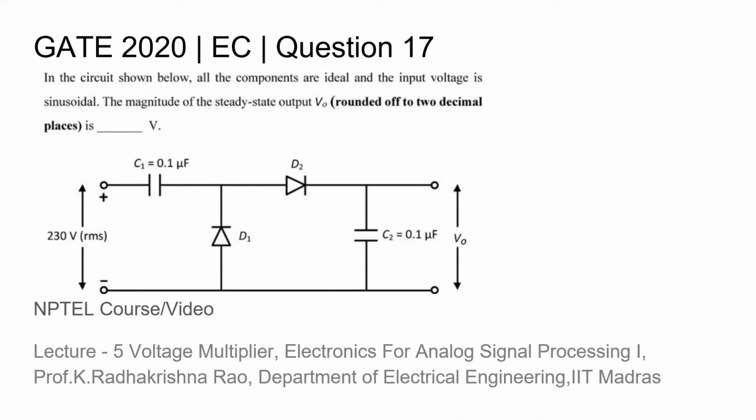This question is question 17 from the GATE 2020 EC paper, and we are given the following circuit with a 230 volt RMS input and asked to find what the magnitude of the steady state output V0 is. The diodes are assumed to be ideal. Underneath the question you will find the title of the NPTEL course or video relevant to this topic.